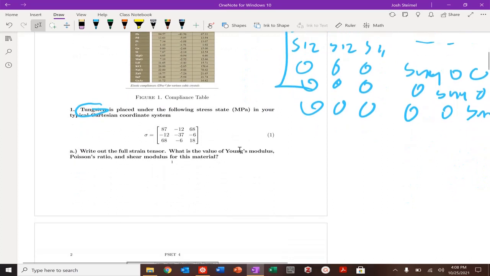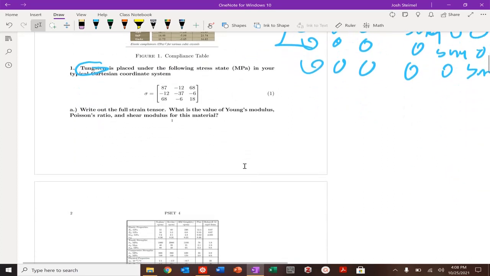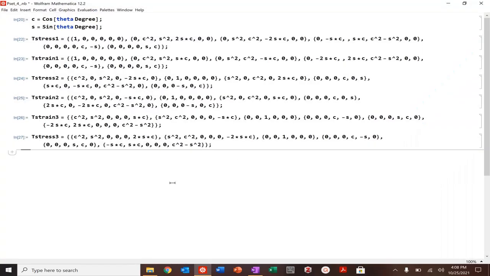We're asked to write out the full strain tensor. What's the value of the Young's modulus, Poisson's ratio, shear modulus for this material, etc. So I am going to type out my S. This is going to be S cubic. So we have a cubic material, so S11, S12, S12. This will be laborious, but it'll give you some good practice.